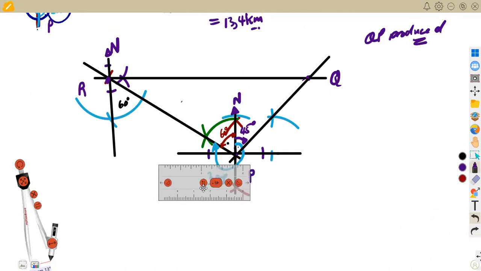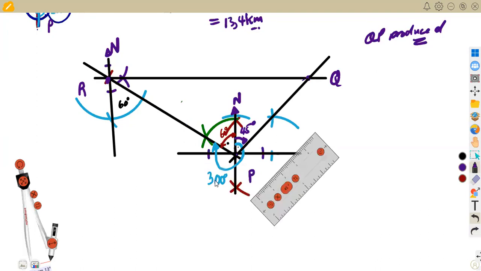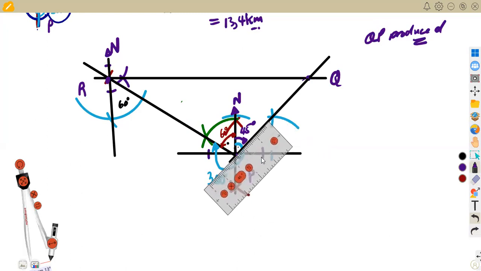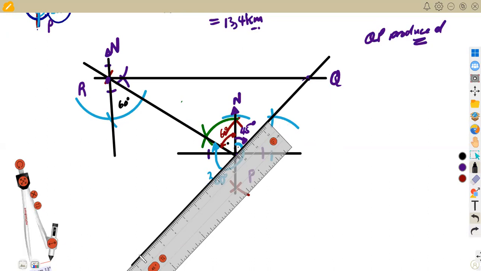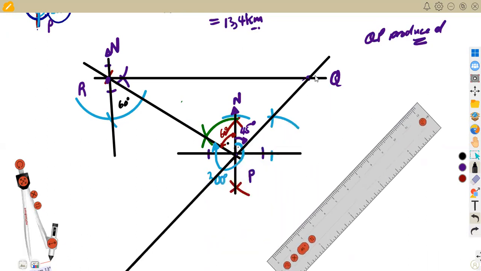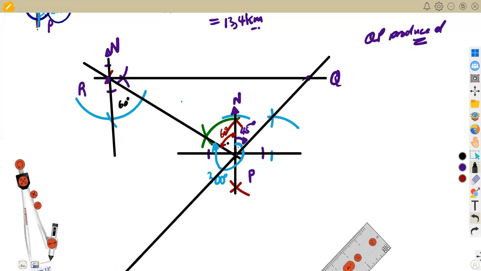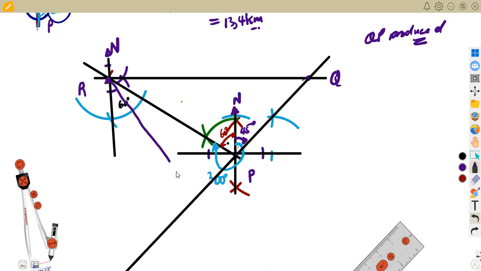So here, I'm going to extend this line so that we can see how it can be like. So that is the PQ produced. Just extend this line further like this. So that is to produce a line. So we want to construct a perpendicular from R here to this line that we have extended. It must meet here at 90 degrees. How are we going to do this?